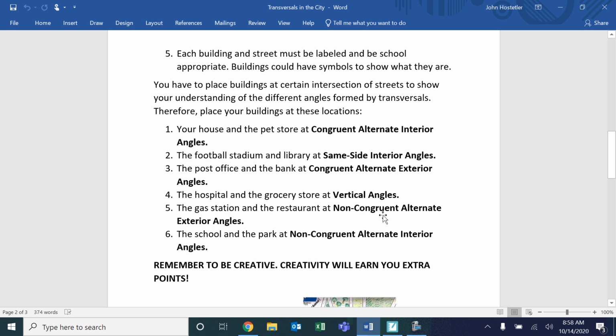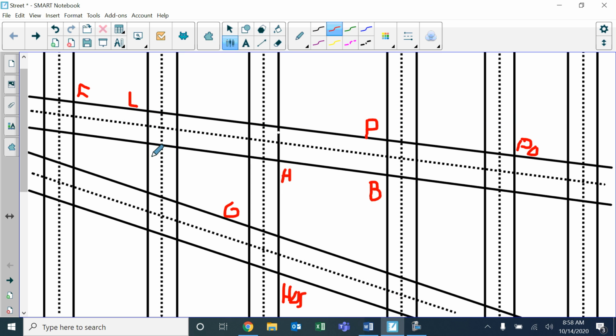For them to be non-congruent, that means they've got to be intersected by non-parallel lines. So let's check it out. The gas station and the restaurant at non-congruent alternate interior. All right, gas station and restaurant. So here are two lines that are not parallel, right? My two transversal lines, okay? So let's go down here. My two transversal lines are right here, okay? And it's cut by a line like this. Let's look at this particular line right here. Actually, let's look at this line. This will help us.